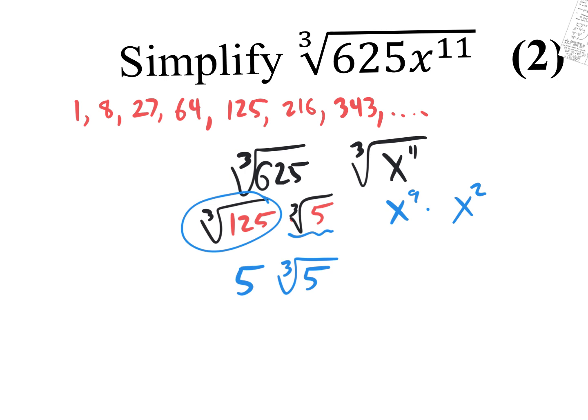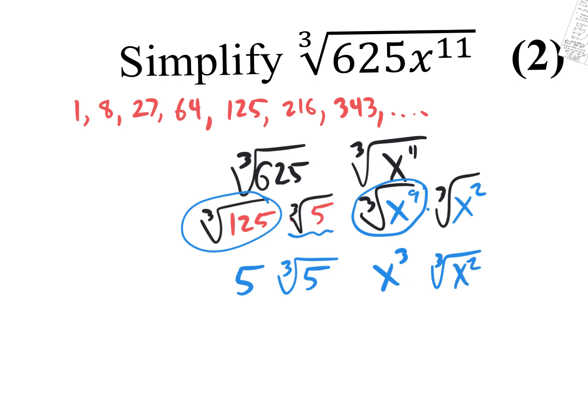And I'll show you a different way in case you don't like this. But now you could split the third root and the third root. That way you could actually do the third root of x to the 9th. That is 9 divided by 3 is 3, so you really end up with the x cubed. And then over here, you cannot do it, so it simply comes down. So that is the third root of x squared. Now that you have your answer, what is our answer here? It's 5 times the third root of 5 times x to the third times the third root of x squared.